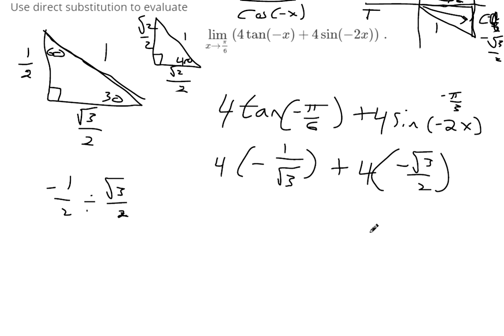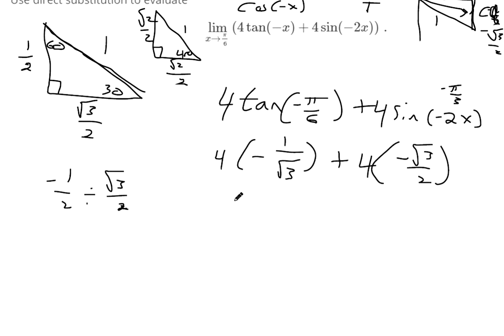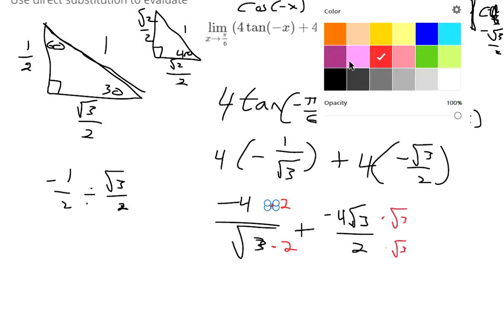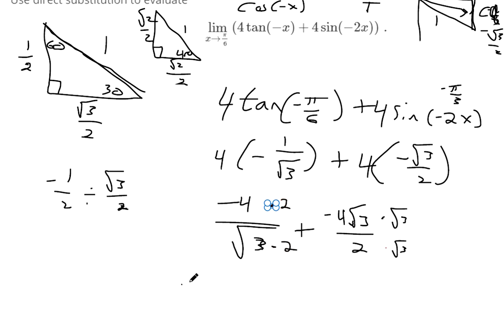They probably want us to clean this up. I don't really feel like it, but okay. So this is negative 4 over the square root of 3. This is negative 4 square roots of 3 over 2. And then if we want common denominators, you can multiply the top and the bottom by 2. You can multiply this by square root of 3. Just feels like it's getting yuckier. I'll check Newton's answers in just a second here.